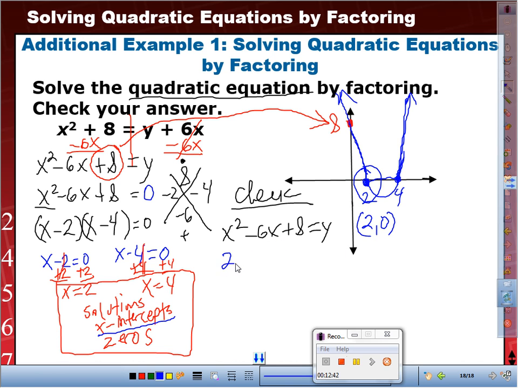So this is 2 squared minus 6 times 2 plus 8. And instead of y, what is the value of y? 0. So let's see. 2 squared is 4. Negative 6 times 2, that's negative 12 plus 8 equals 0. Combine like terms. Positive 4 and positive 8, that's positive 12 minus 12, that's 0 equals 0. What do you think would happen if I substitute the next two values?